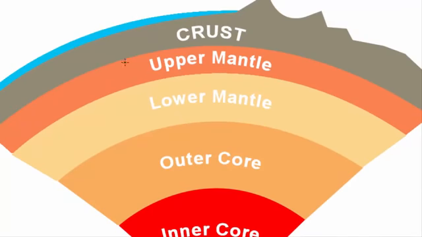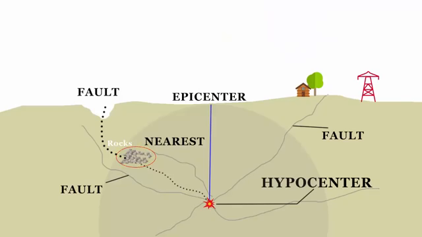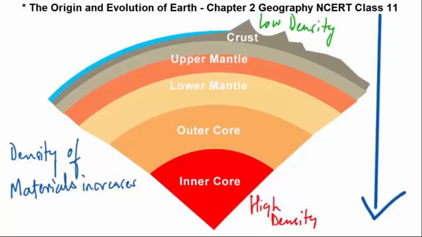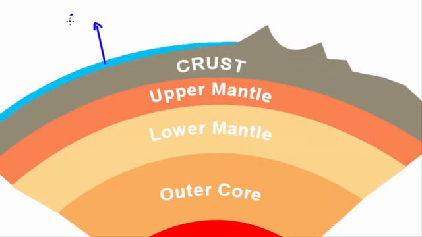It is the outermost solid part of the Earth, basically this region over here. It is brittle in nature because during an earthquake, it is the crust that breaks easily, causing a fault. And we know that the density of material increases as we go deeper. Therefore, the materials available in the crust have low density. The thickness of the crust varies under the oceanic and continental areas.